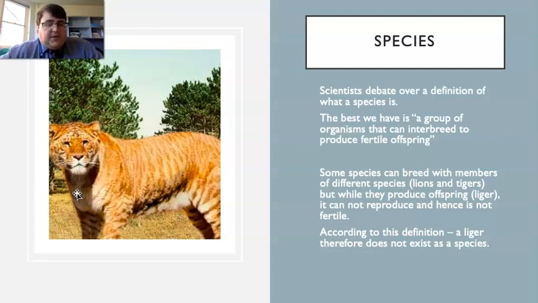Now this brings up a question. This picture over here shows something called a liger. The liger is the offspring of a lion and a tiger. Lions and tigers are different species. They can breed together and they've created offspring, which is the liger. The liger itself is infertile. So the liger cannot breed and produce fertile offspring. So according to this definition, a liger does not exist as a species. It can't reproduce.